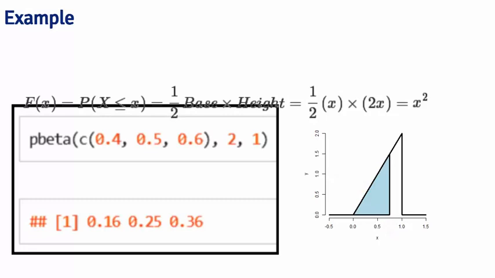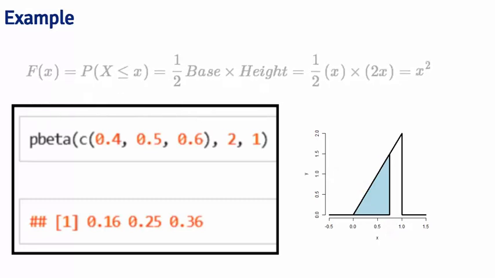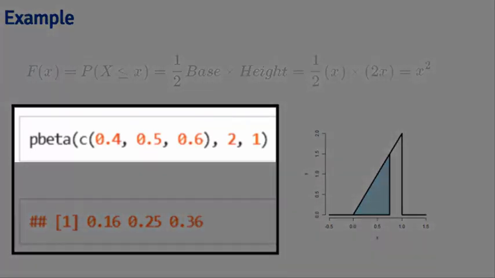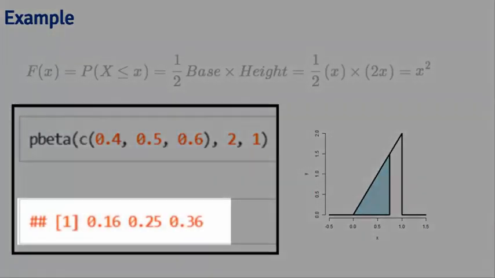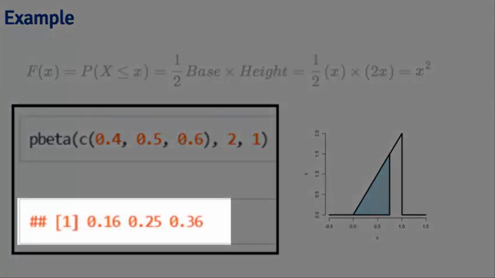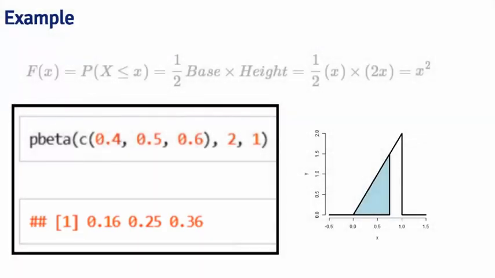Okay, so we see that here when we plug in pbeta, which is our cumulative distribution function in R, for these three values. The 2 and the 1 make it so that we're evaluating the specific beta density, and that works out to be 16%, 25%, and 36%. So the probability that 40% of the calls or fewer get answered on a given day is 16%. The probability that 50% or fewer get answered is 25%. And the probability that 60% of the calls or fewer get answered is 36%.